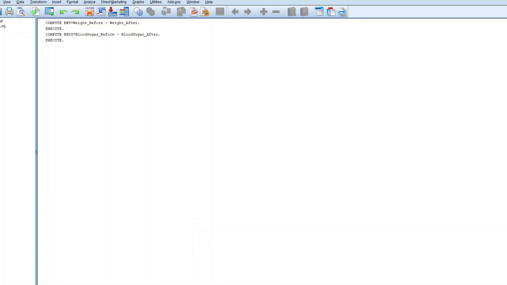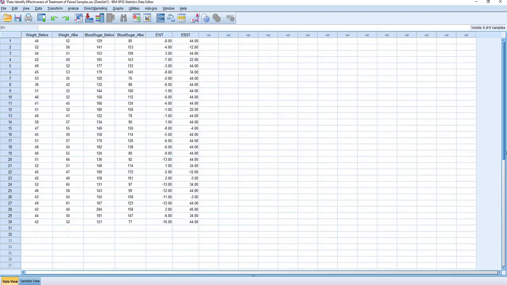Now, let's go to the data view window. As you can see in this data view window, we have the output for EWT, which is effective weight treatment, and the EBST, which is the effective blood sugar treatment. The simple arithmetic difference between the measurement before and the measurement after gives results consisting of positive and negative indices, indicating whether there is effectiveness of the treatment or ineffectiveness of the treatment.